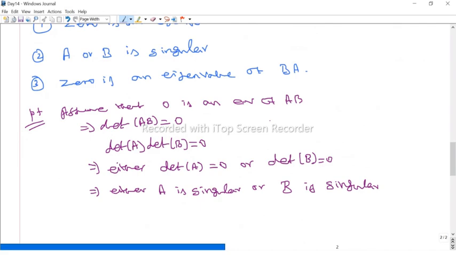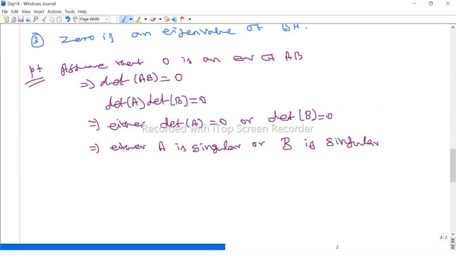Now suppose we assume that either A is singular or B is singular, then we can easily show that 0 is an eigenvalue of BA. To prove 0 is an eigenvalue of BA, it is enough to prove that the determinant of BA is 0, because the product of the eigenvalues is nothing but the determinant. Now we prove the second statement implies the third statement.